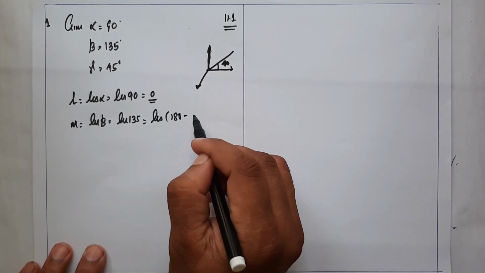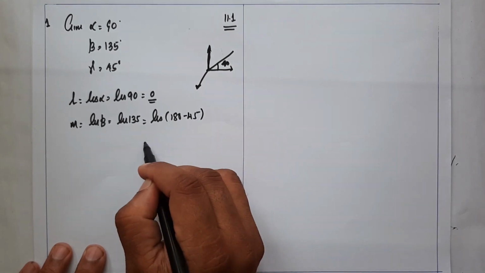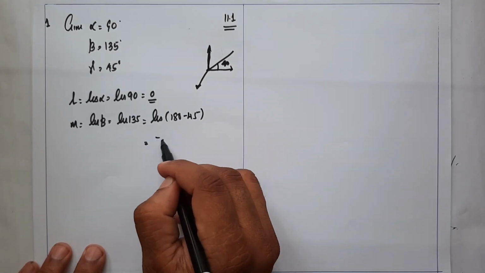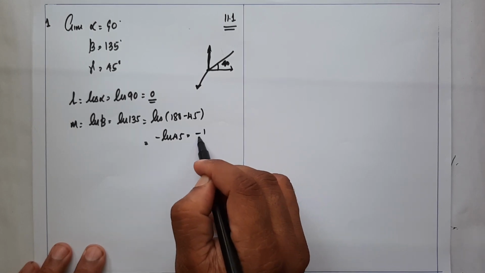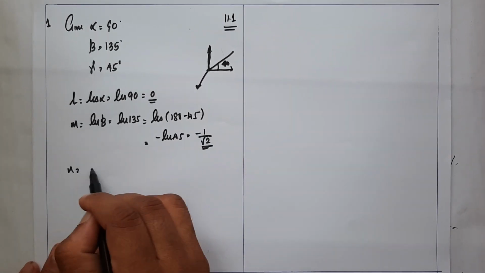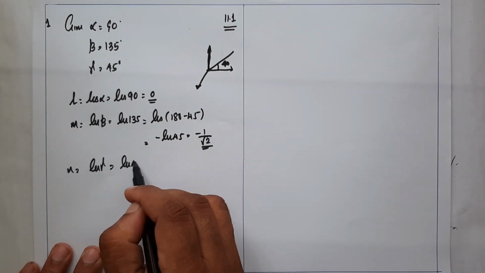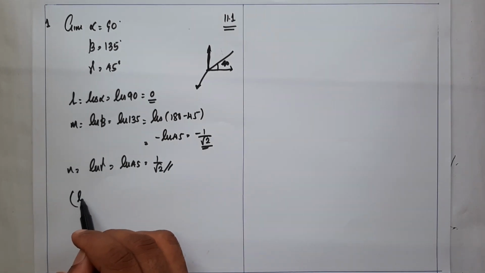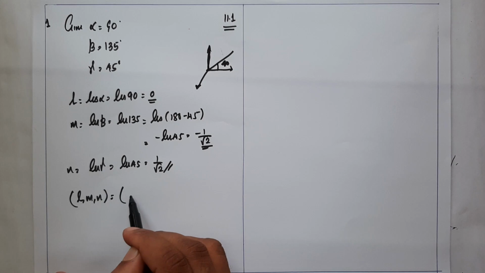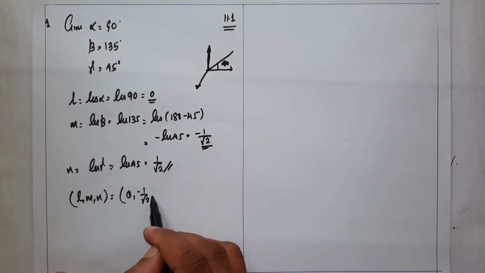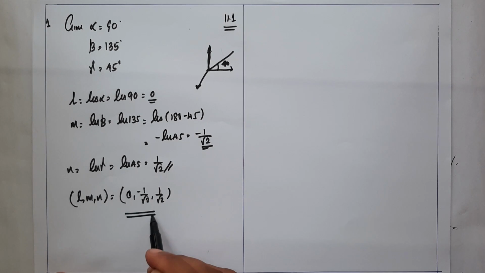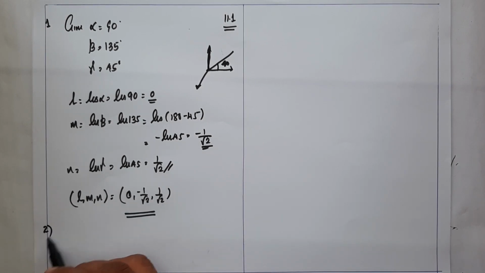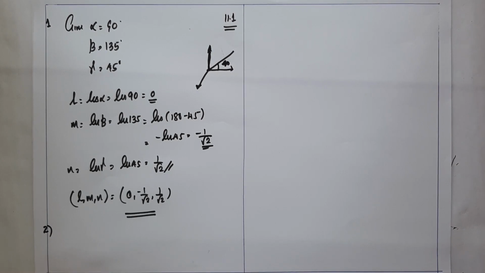Now using the reduction formula we get 180 minus 45. 180 minus theta is in the second quadrant, so you get minus cos 45, which is minus 1 by root 2. And N is cos gamma, that is cos 45, which is 1 by root 2. Therefore direction cosines L, M, N are 0, minus 1 by root 2 and 1 by root 2. It's a direct problem, a very simple question. Next question is 11.1, second question.